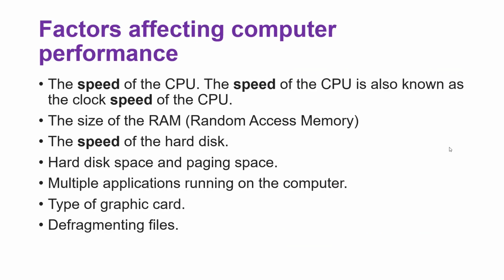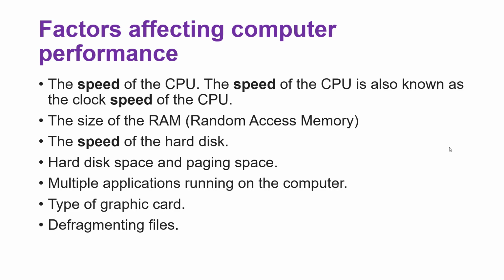Next, factors affecting computer performance. We already saw the different parts of a computer, like input devices, output devices, the memory and the CPU. First of all, if the CPU speed is good enough, then the computer speed is said to be good. And if the speed of the CPU is slow, our program execution will take a longer time. And the size of the RAM also matters.